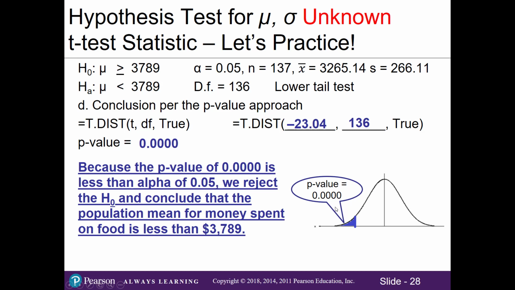Because our p-value of 0.0000 is less than our alpha value, means it's tinier, it's smaller, we will reject the null and can conclude that the population mean for money spent in Oceanside on food is less than the state average of $3,789. So as you can see, you'll end up with the same conclusion for the p-value approach and the critical value approach. The only difference is that with the p-value approach, you now know the strength of the rejection, and with the critical value approach, it's more like a pass-fail. We either reject or do not reject.